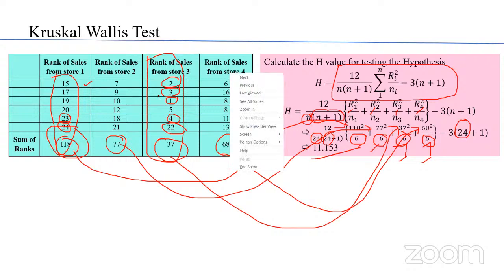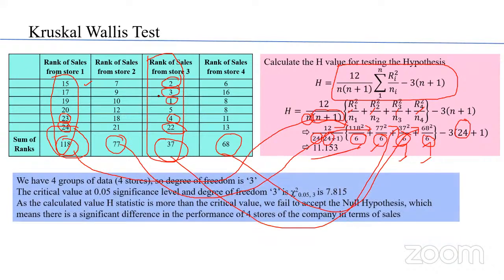Yes, sir. Okay, so next, we have 4 groups. So the degrees of freedom is going to be k minus 1, which is 3. We have to find, at the 0.05 significance level with 3 degrees of freedom, the table value of chi-square, which is going to be 7.815. As the calculated value is more than our table value, or critical value, what will we do?